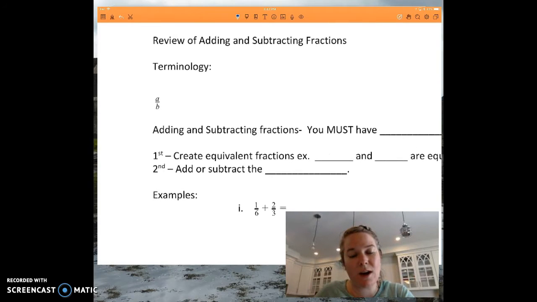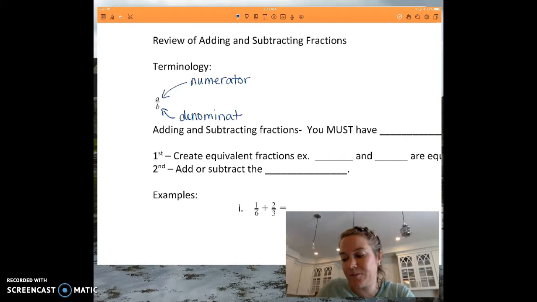So when you have a fraction, you have the number on top, and that's called the numerator. Okay? The number on the bottom is called the denominator. Now those two terms I'm going to use talking about fractions pretty much consistently for the next couple lessons. So they're terms you do need to be familiar with.